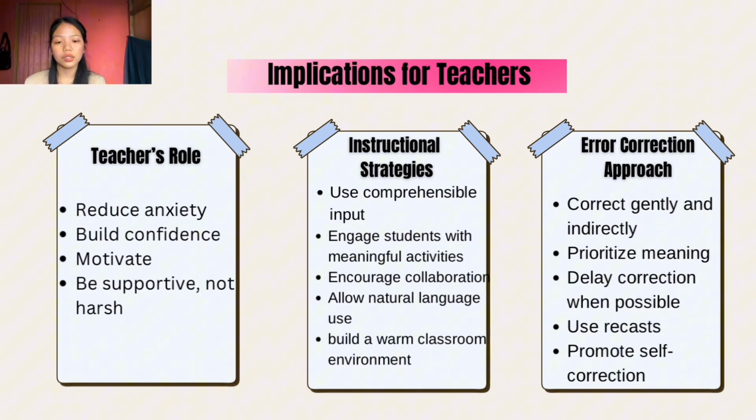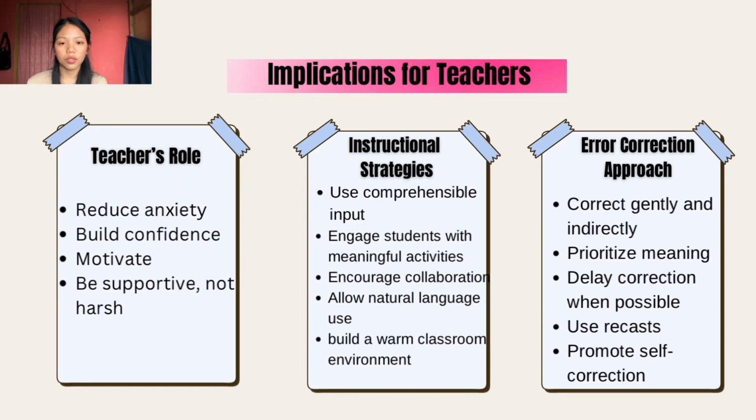Number one is to use gentle and non-threatening corrections. For example, never embarrass the students. A harsh correction can shut down their willingness to speak. Next is to focus on communication before accuracy. If the meaning is clear, do not interrupt. Let the conversation flow. Next is to use delayed correction. So correct major errors after the student finishes speaking.